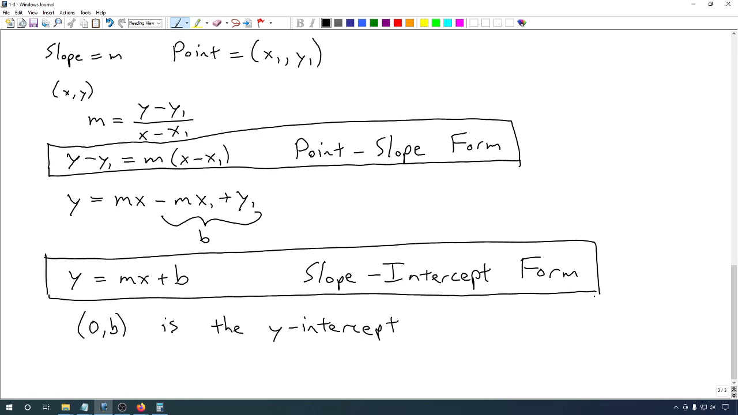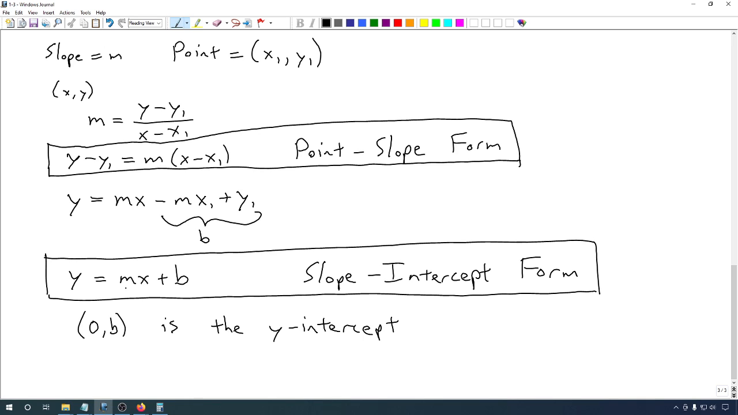Generally, if we're just given information about a line and we're trying to find its equation, we'll have to use the point-slope form, because usually we're not given enough information to immediately know what the intercept is. If we're given the intercept, then that's great. We can go straight to the slope-intercept form. But usually we'll have to go through the point-slope form and then do some solving to put it into this form, because this is the easiest form to actually work with.